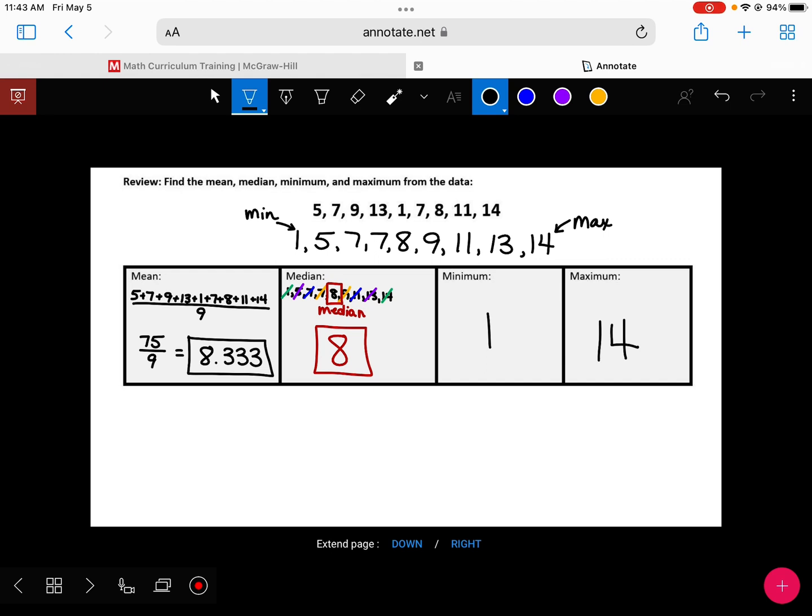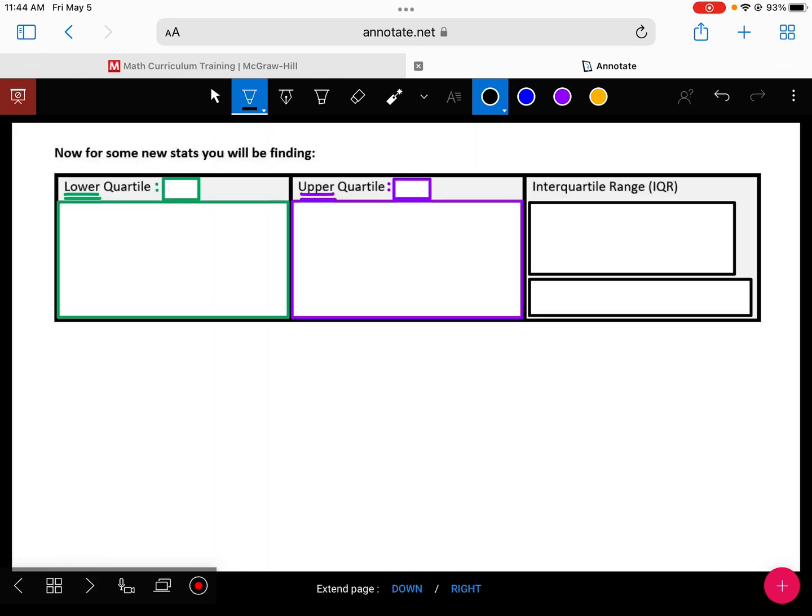There are 3 new statistics that we're going to learn about today. They're very easy to find, just like these. One of those new statistics is called the lower quartile. The other one is called the upper quartile. How many quarters are there in a dollar? 4 quarters in a dollar. When we talk about quartiles, we're going to take our data set and split it into 4 equally sized pieces. The median cuts it in half.